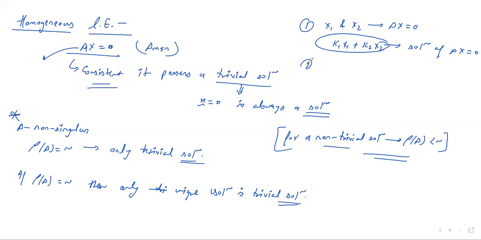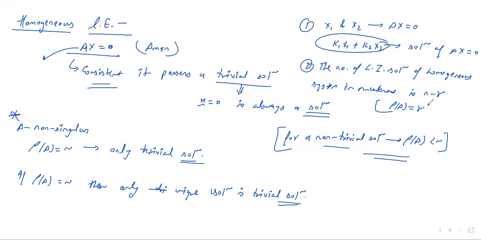The second thing is the number of linearly independent solutions of a homogeneous system in n unknowns is n minus r, if we have rank of A equal to r. The number of linearly independent solutions of a homogeneous system in n unknowns is n minus r.